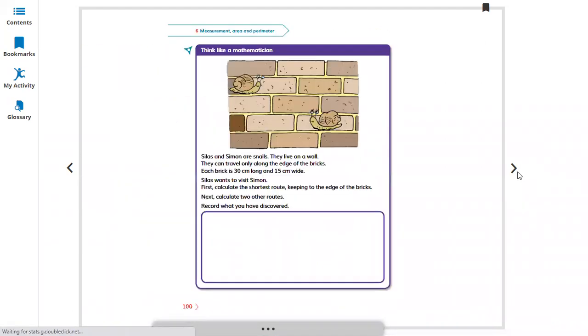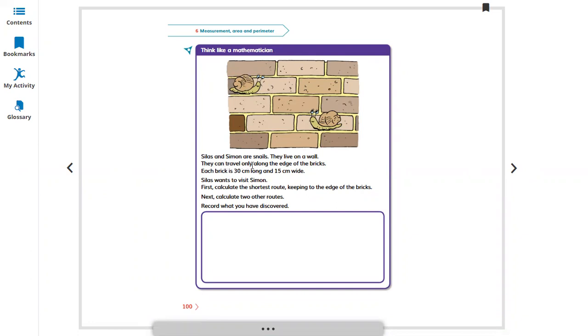This we finish 6.1. In the next video, I will continue with 6.2. Before this, I just make this page. Think like a mathematician.